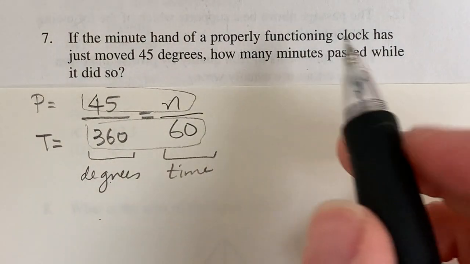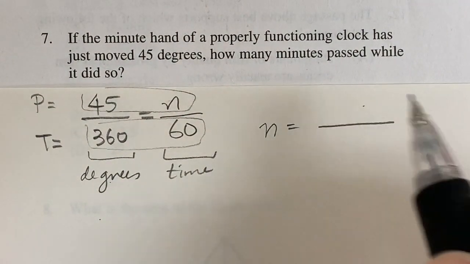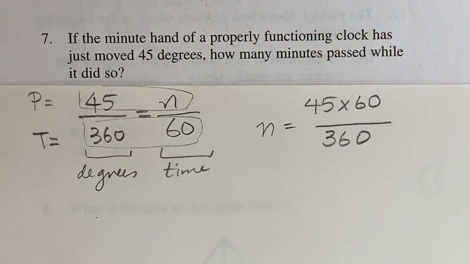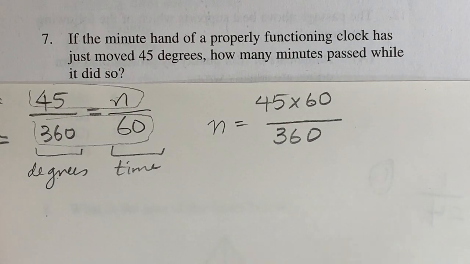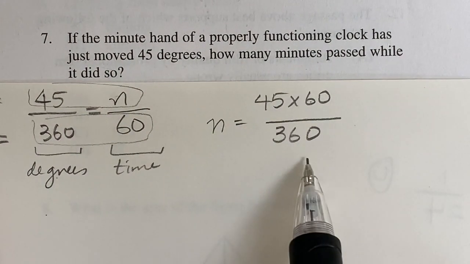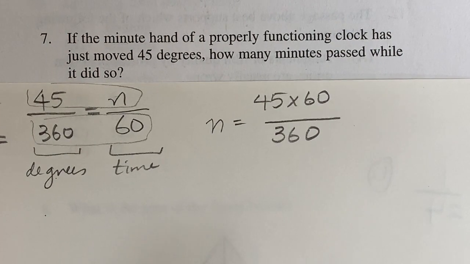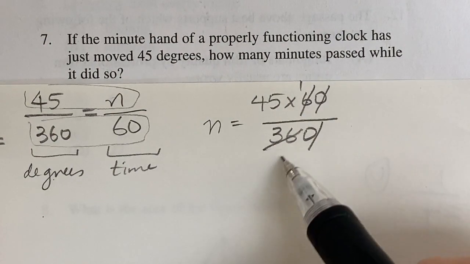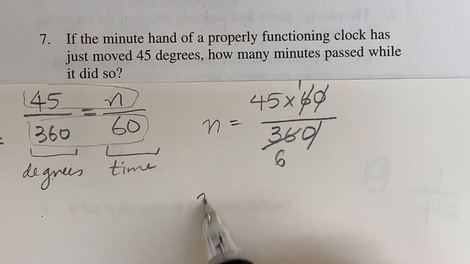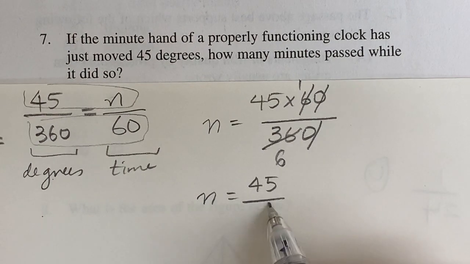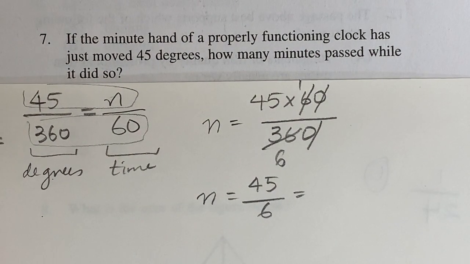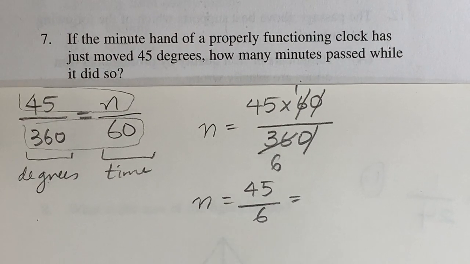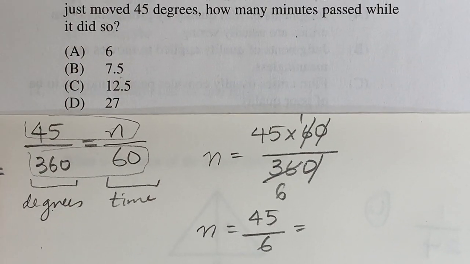Once I cross multiply, I'm going to have n is equal to 45 times 60 over 360. Okay, so instead of doing all this multiplication with huge numbers and dividing this huge number by 360, I'm just going to use the method of simplification. So I'm going to simplify this 0, and then 6, 1, and 6. So then you have n is equal to 45 over 6. This is so much easier than working with big numbers, especially in this test where you need to save every second of your time. So here, I'm going to see the answers.